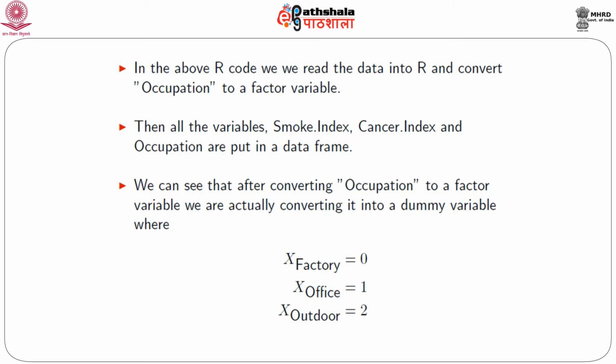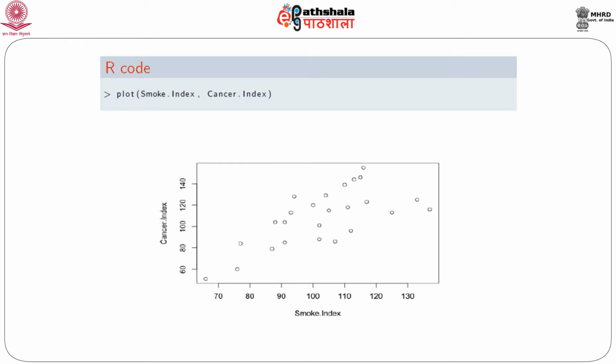After we convert occupation to a factor variable, what we are actually doing is converting into a dummy variable, where x, the categorical variable, takes value 0 when occupation is working at a factory, value 1 when the person is working at an office, and 2 when the person is working outdoors. As you can see, factory here is categorized as 0, so this will be used in the future as the baseline. So next we plot the values of smoke against cancer.